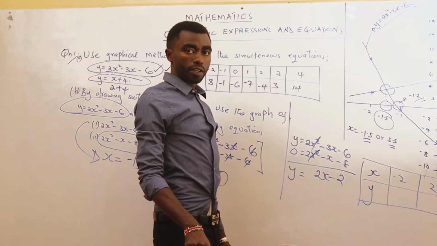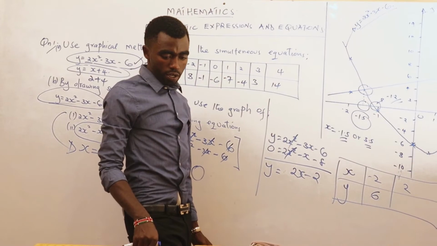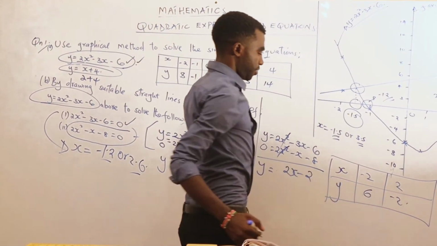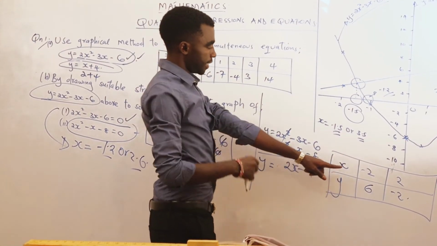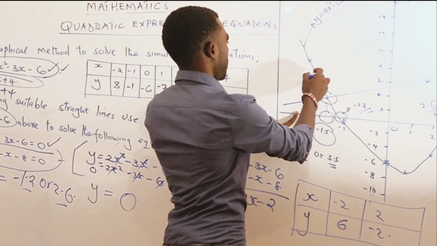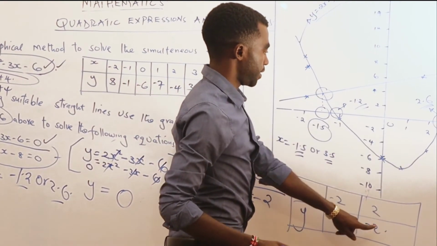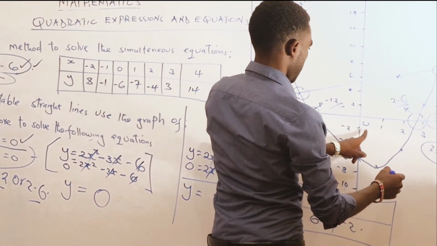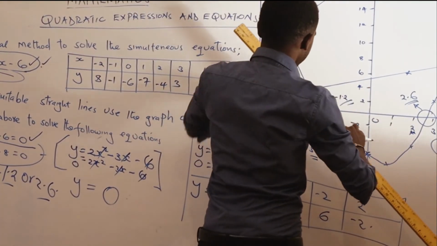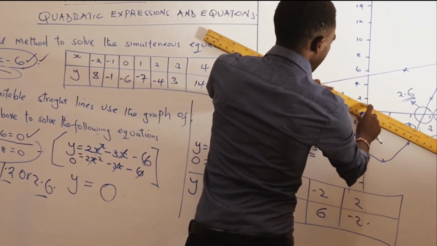Is that okay? Then when x is 2, I'm getting the value of y being negative 2. So these values you can plot on the graph. When x is negative 2, y is positive 6. You have it right there. Then when x is 2, y is negative 2, here, somewhere there. Then you join these two points this way, this point and this point. Join them.